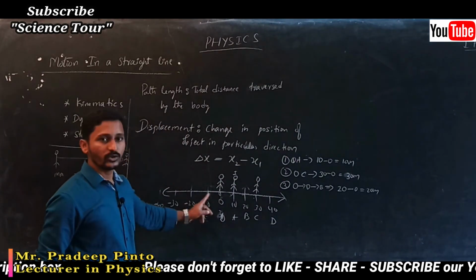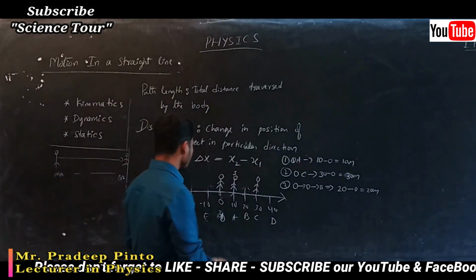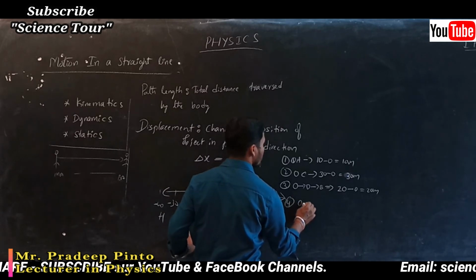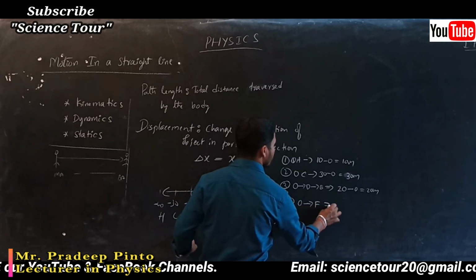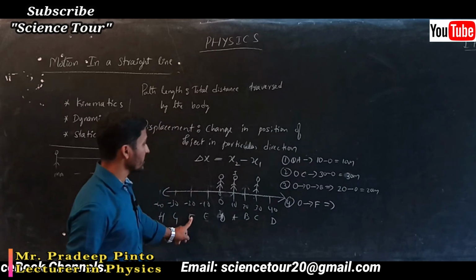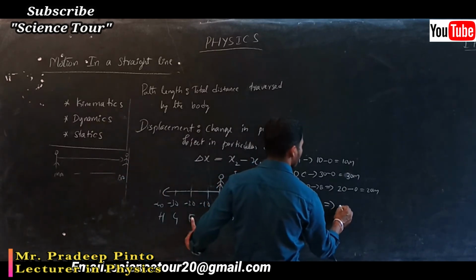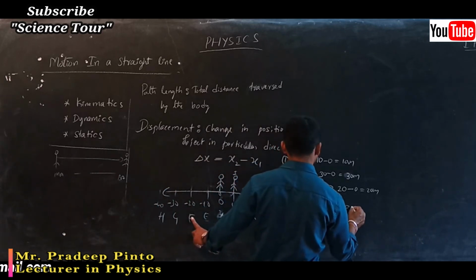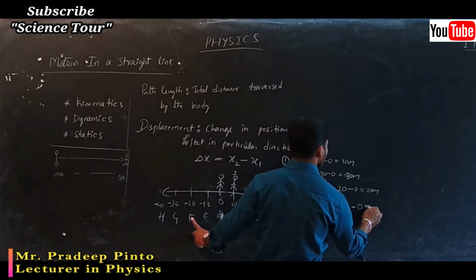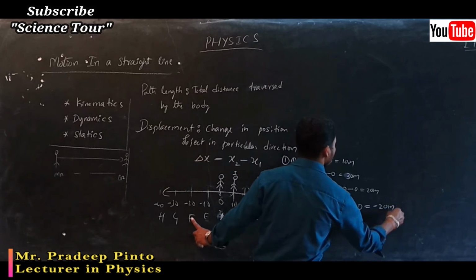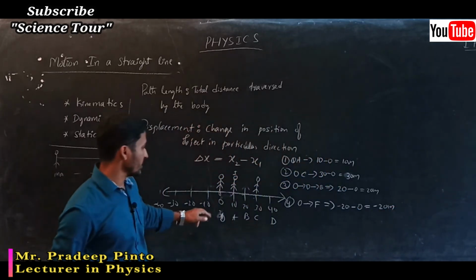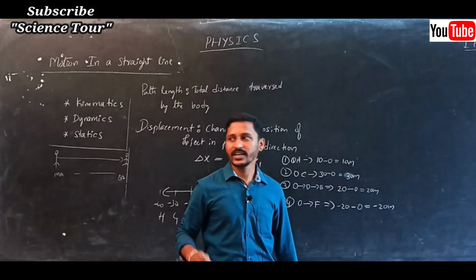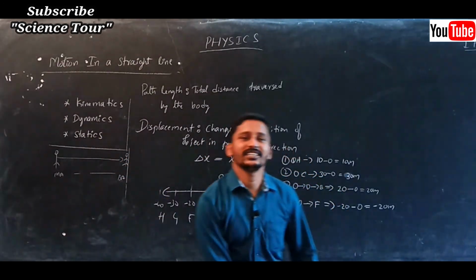Here it can also move in the negative way. Say for example, in the fourth case, O to F is moving. O to F is moving means what is the final point? That is minus 20. What is the initial point? Minus 0, which is equal to minus 20 meter. What is the meaning of minus 20 meter? These are all plus, plus, plus. This is minus. Minus means in the other direction it has moved.